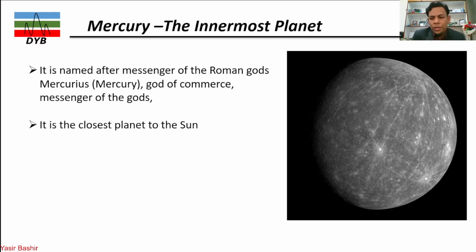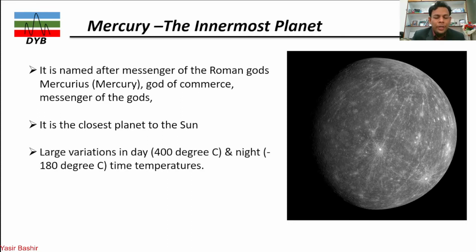Now we look at the position of Mercury. It is the closest to the Sun. Moving to the temperature of the surface of Mercury, there is a large variation between day and night time. In the daytime it goes up to 400 degrees Celsius, and in the night time it goes down to 180 degrees Celsius. But it is very hot. I mean, 180 degrees Celsius is a very high temperature, because at 100 degrees Celsius you have the boiling point of water. But it's a large difference, between 400 and 180.